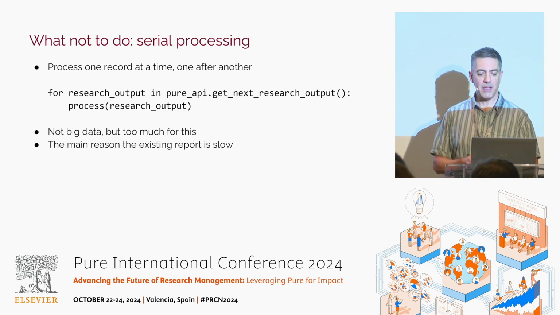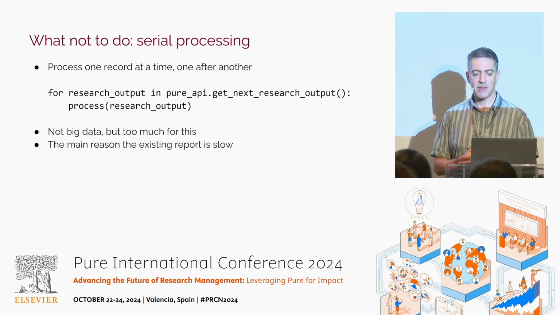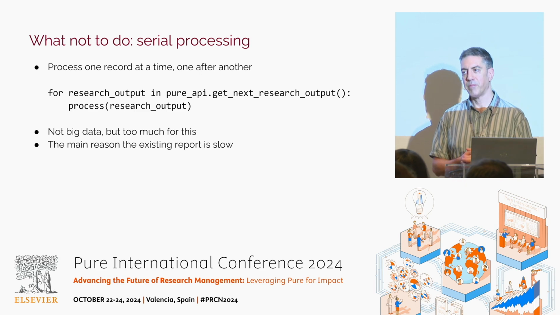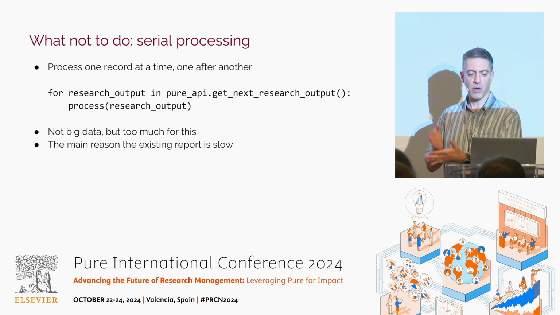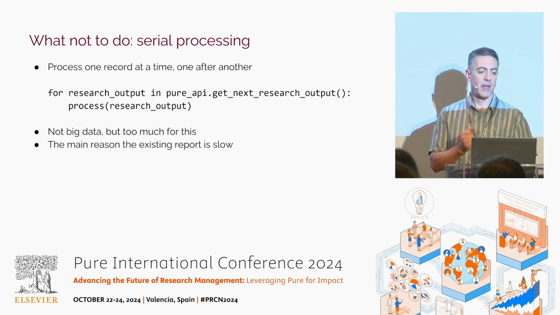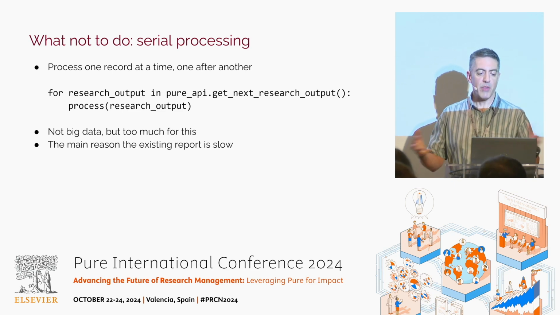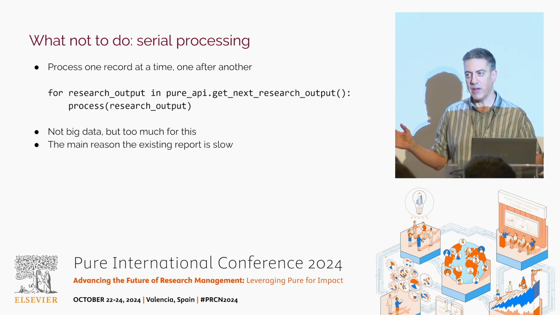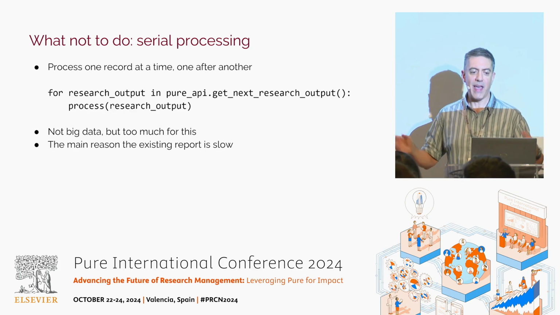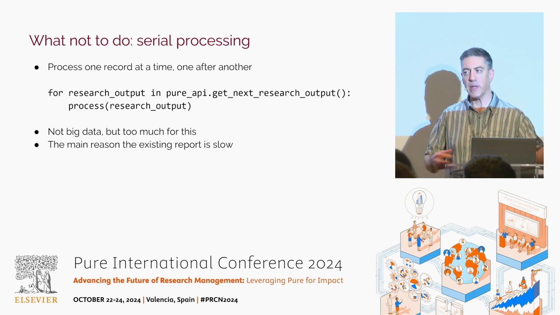But I think this sort of approach is the most intuitively obvious to people, to just do everything for one record at a time before you move on to the next one. And it turns out that approach just doesn't scale very well. That's the biggest reason why this report takes so long to run, because we're doing so much for each record. And even though we don't have big data, it's big enough that that's why this report takes like 3 days at least to run.